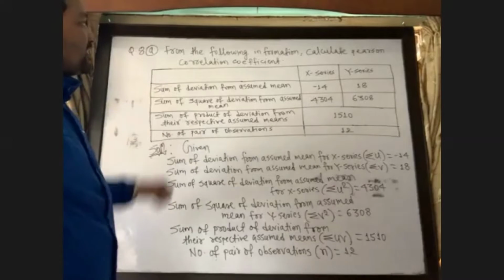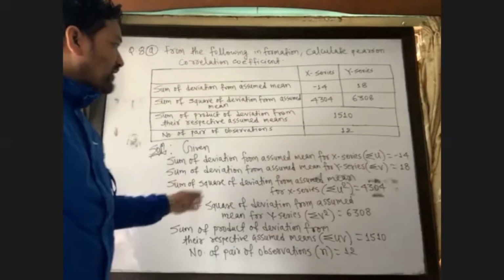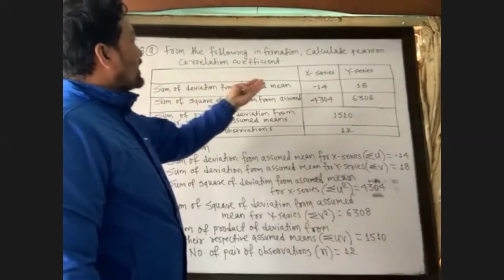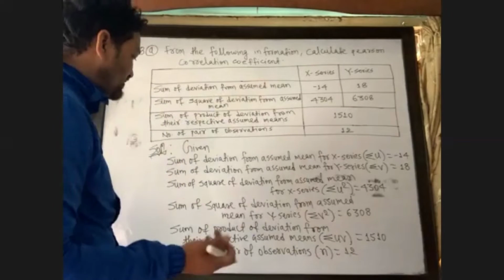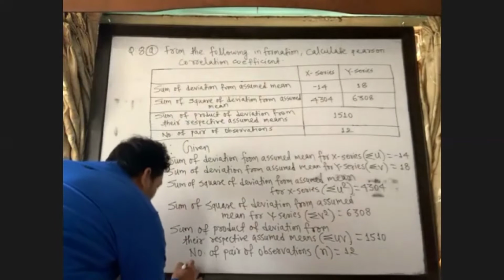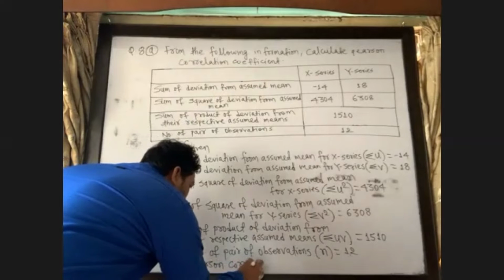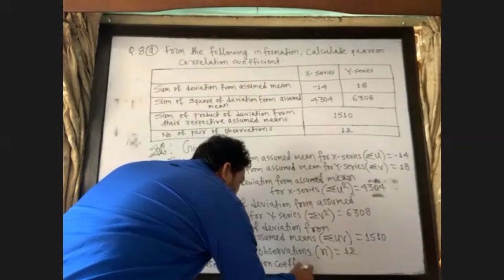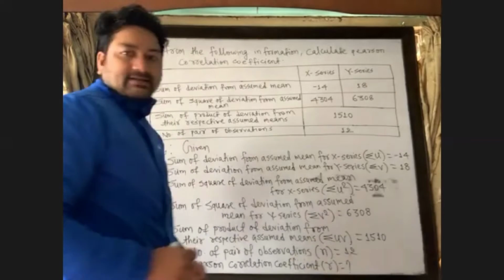It was given in language, and we have written it in terms of notation. And what we are asked to find is to calculate Pearson correlation coefficient. We are asked to find R. Pearson correlation coefficient R is equals to what? This is asked.